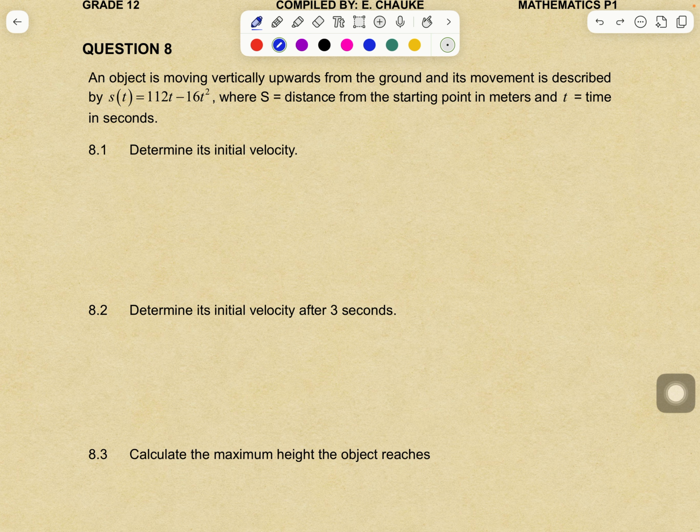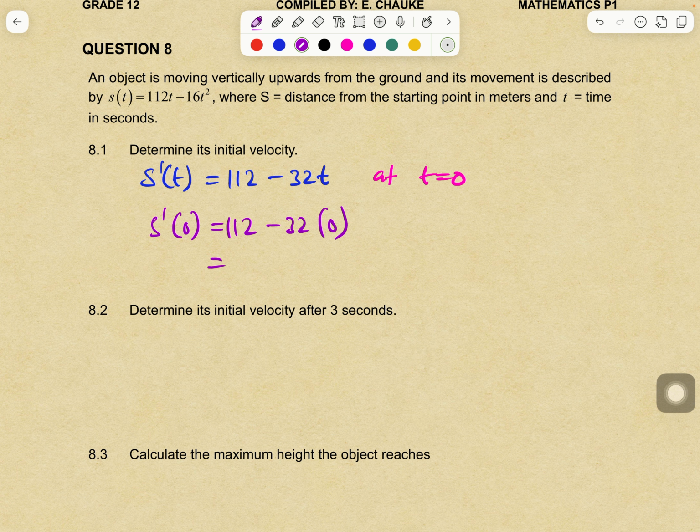So you see, again, they're talking about the velocity. So what do you then do? You see s prime at t is going to be equal to, you derive it, so it's 112 minus 32t. I presuppose that should be the derivative. But now they say determine the initial velocity, so it means at t equals 0. If we do that nicely, we get s prime at 0, that is going to be 112 minus 32 into 0. And then this leaves us with 112, and it's a speed, so that is meters per second.